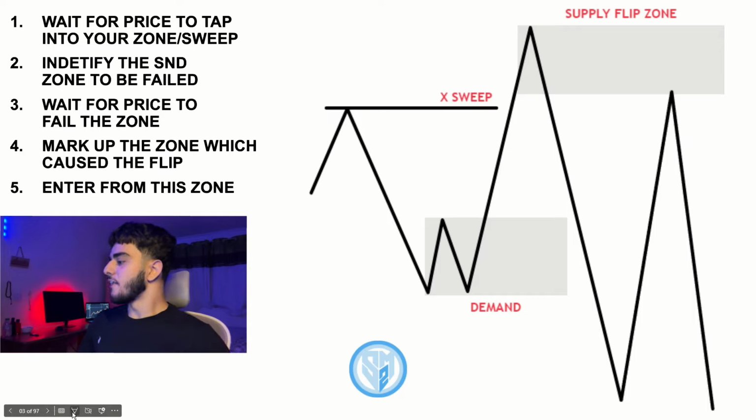So don't worry about change of characters, don't worry about any of that other stuff, just focus on zones. And what I mean by that is your demand zones and your supply zones. So what we're going to do is go through a 5-step process.